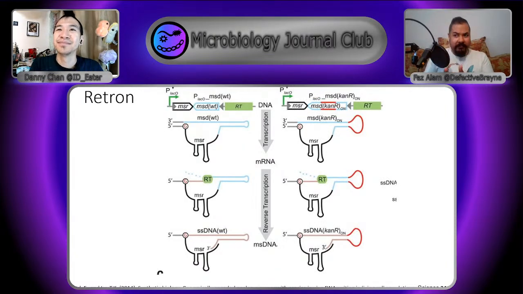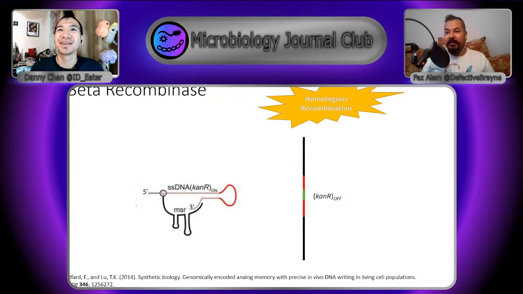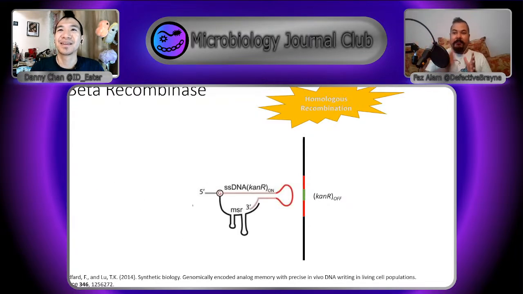So in this case they've got a kanamycin gene, and they can tie this up with another thing called a beta recombinase. My animation didn't go. But anyway, to do this thing called homologous recombination. You've got kanamycin on this ssDNA, and you've got kanamycin in the genome. The kanamycin in the genome in this case has a green bit indicating that it's off, because I got confused when I was writing this. I had very little sleep.